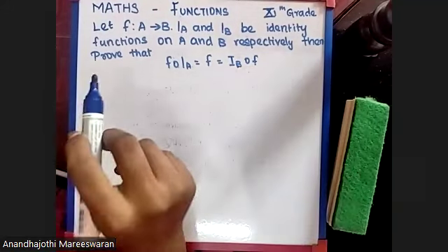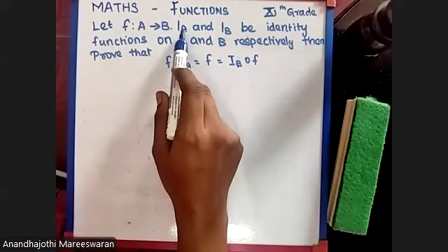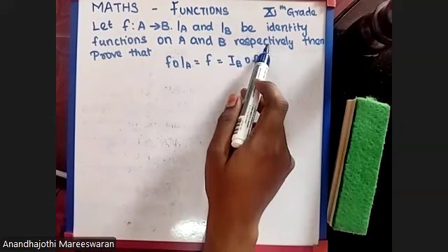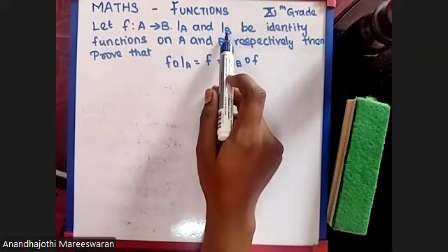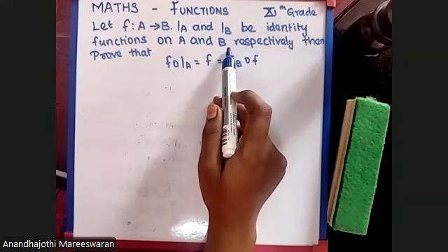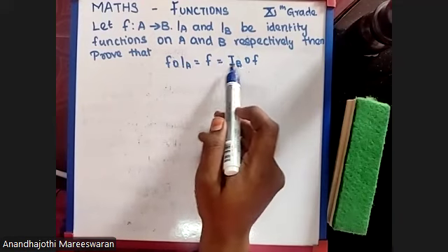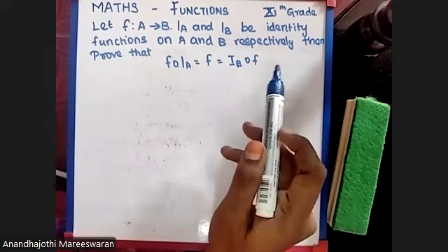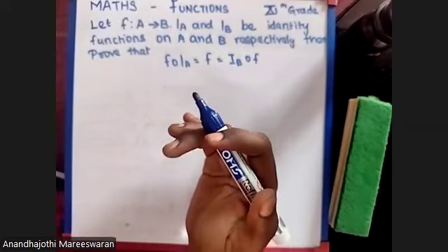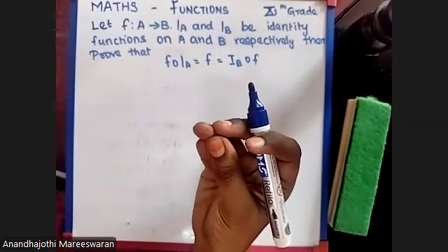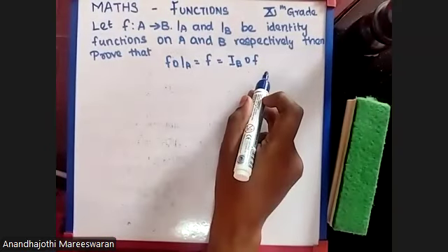Here, what they have given is F maps A to B is a function, and IA and IB are the respective identity functions of A and B. IA is the identity function of A, IB is the identity function of B. So what we are going to prove here is F circle IA equals F equals IB circle F. Whatever the sum may be, we first write the given. Then we write whether we are going to find something, solve something, or prove something. Here we are going to prove.